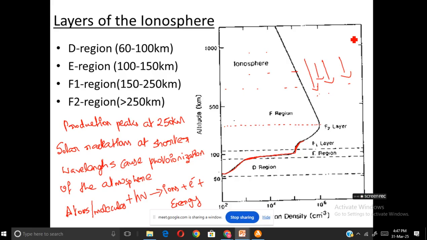This peak is maximum because above that layer, even though there is very high intensity of solar radiation, the concentration of atoms or molecules will be very low. That's why if we go above it, the production is decreasing. Also, if we come below 250 kilometers, the production is decreasing, because as we come down to 50 kilometers, even though there is enough concentration of atoms or molecules in the atmosphere, the intensity of solar radiation reaching these lower layers is decreasing. So maybe that's why we are getting a peak production at a height of 250 kilometers.